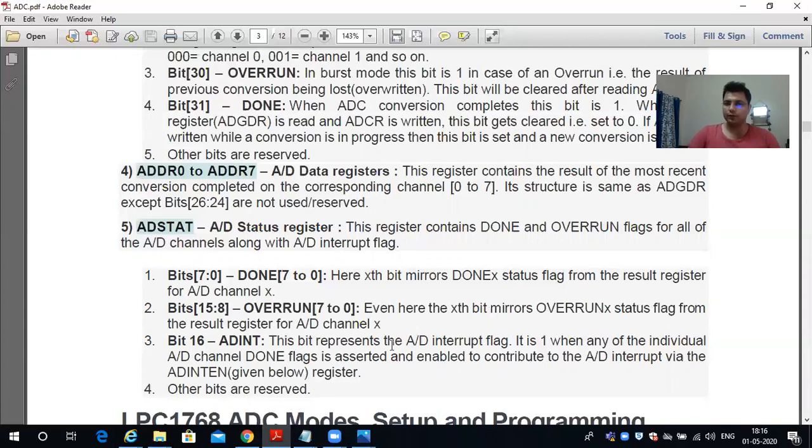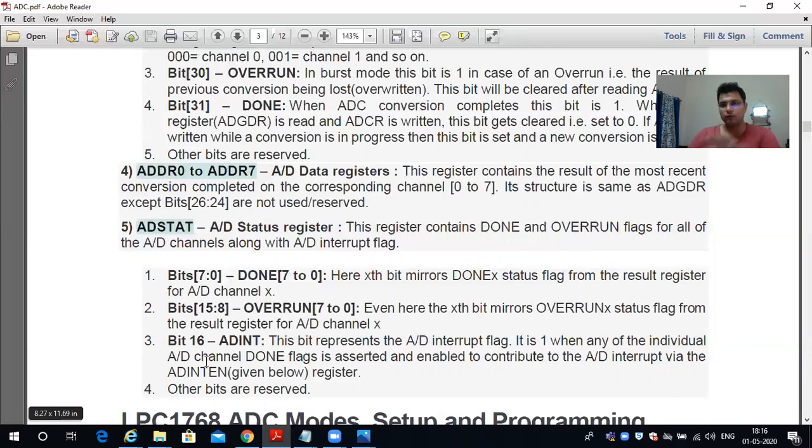Likewise, bits 8 to 15 are the mirror image of the bit positions corresponding to overrun in the respective data registers. So 8 overrun bits, 8 done bits, and then the 16th bit is for interrupt. Because in burst mode, there is a high chance of overwriting. So in that situation, how to manage it? Through interrupt, it could be managed.